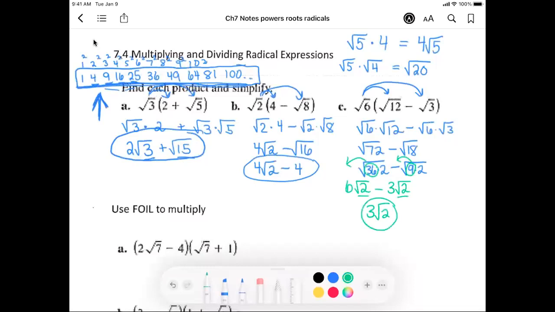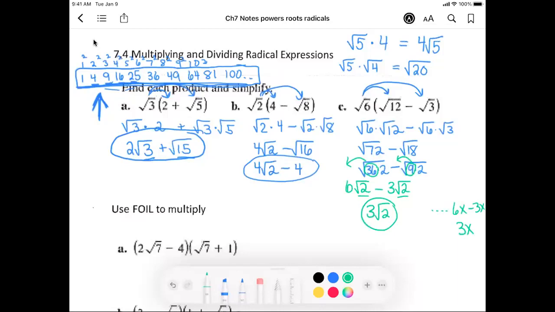Yes? Why can't we cancel out the... So they don't necessarily cancel out. They're almost similar to like variables. Like if this said 6x minus 3x, then you would basically just subtract the 6 minus the 3 and get 3 x's as the remainder. Good question. All right, great.